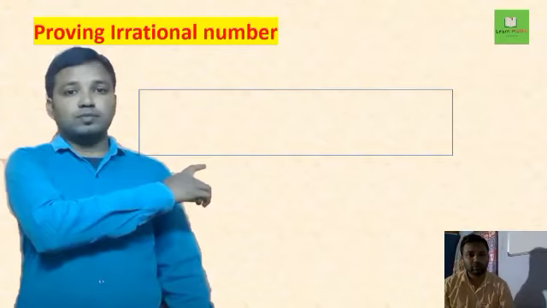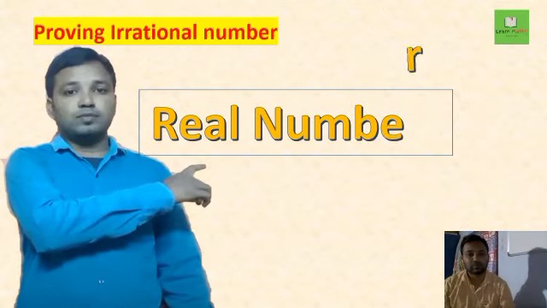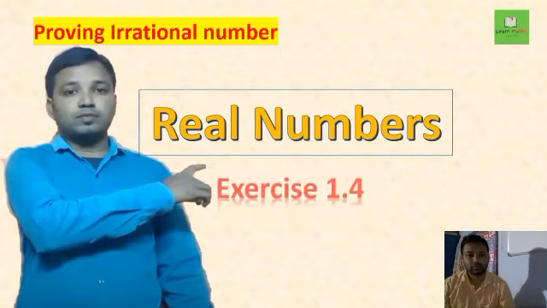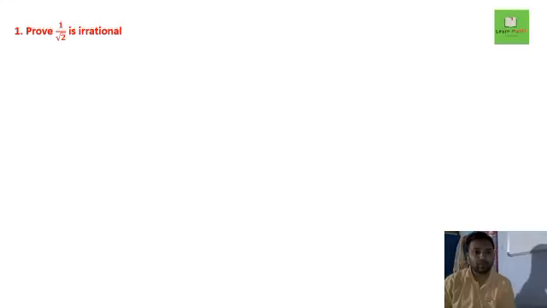In this video I am going to explain proving irrational numbers from the topic Real Numbers of class 10. In this chapter, I am going to explain clearly exercise 1.4. In the first exercise, you can see the first problem: Prove 1 by root 2 is an irrational number.